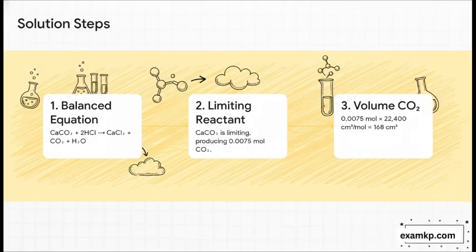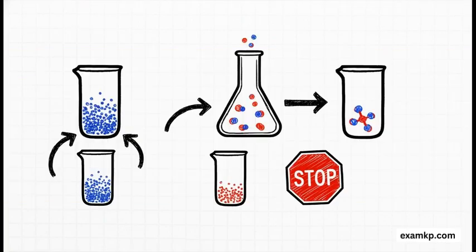In this problem, it turns out to be the calcium carbonate. So that's what controls how much product we can make, which is 0.0075 moles of CO2. From there, we just multiply by 22,400 to get our answer, in centimeters cubed, which is 168. And that is the second major trap.